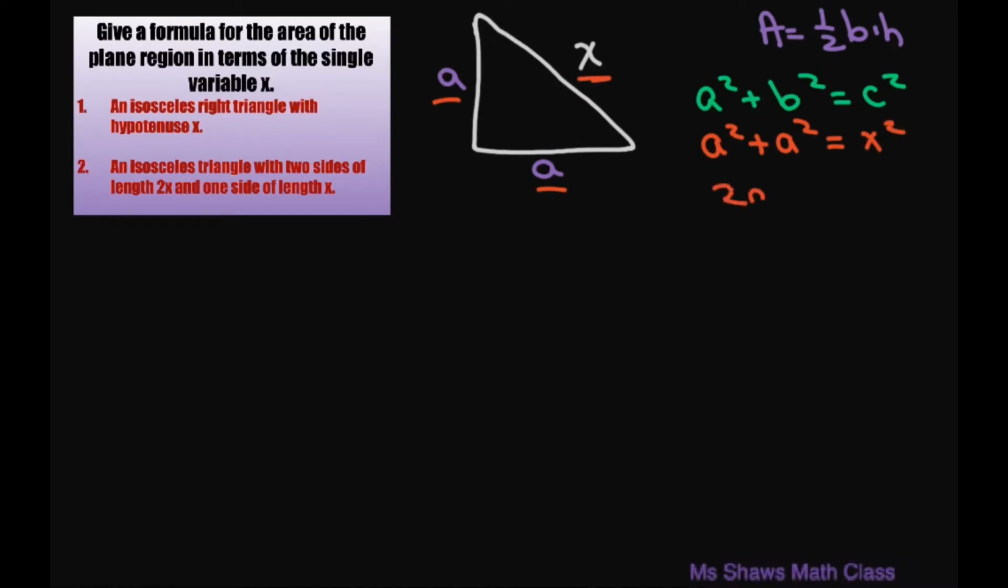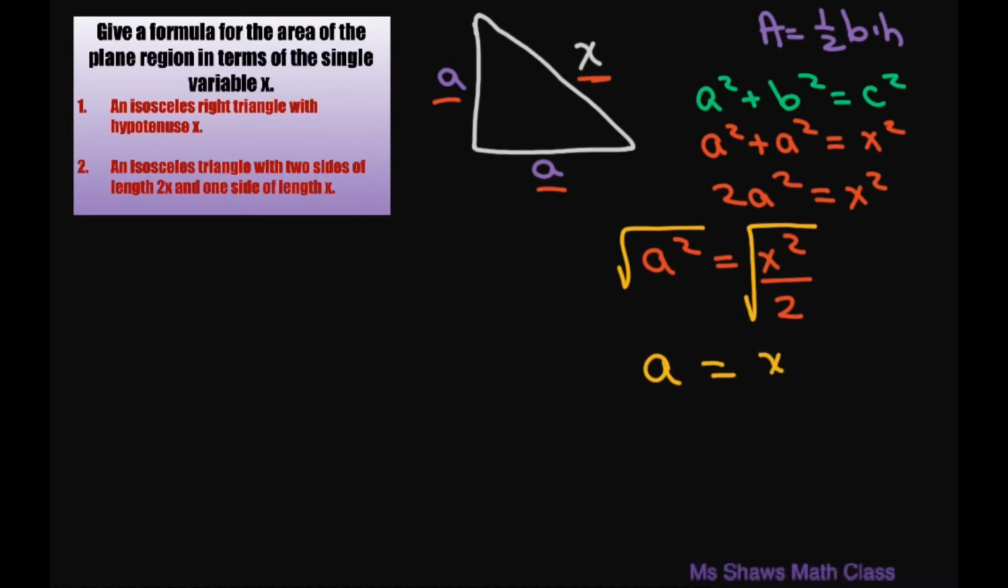We get 2a squared equals x squared. Divide both sides by 2, you get a squared equals x squared divided by 2. Solving for a, let's take the square root of both sides, and you get a equals x divided by square root of 2. So this is what a is, x divided by square root of 2, and I'll put it here too.